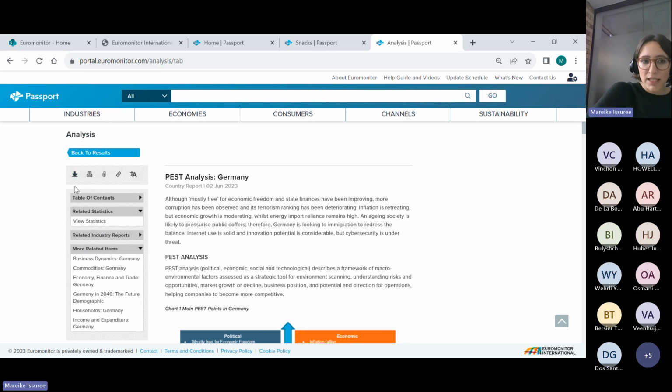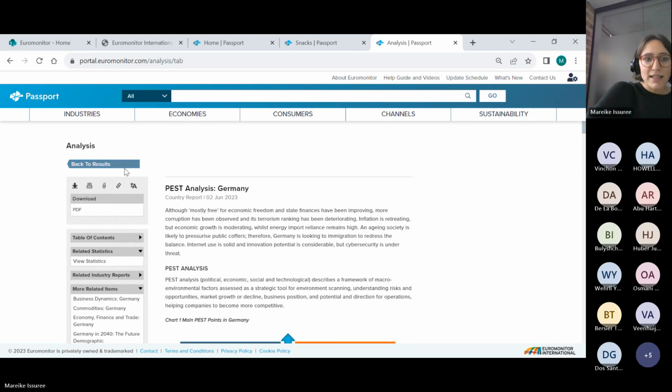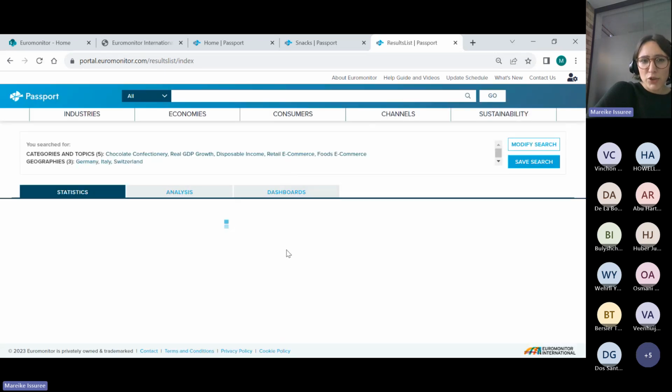The way to download is, it's always possible to download our reports and our statistics. So here we have the download tab, PDF, and it will extract it automatically for you. Let's go back to the results page. Another data type that I wanted to show you.